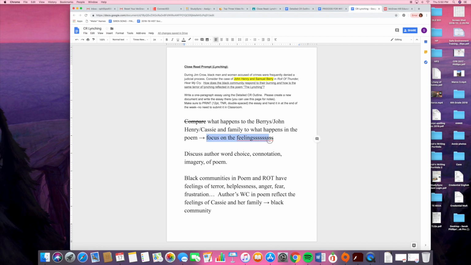Focus on the feelings, definitely talk about the feelings, terror, helplessness, anger, fear, frustration, cross that out, and I discussed author word choice and imagery of poem. Author's word choice in poem right here reflect the feelings of Cassie, blah, blah, blah, okay? So I effectively answered the prompt. This is obviously not a thesis statement just yet, but I answered it in my own words, just jotting down my thoughts as is, okay?